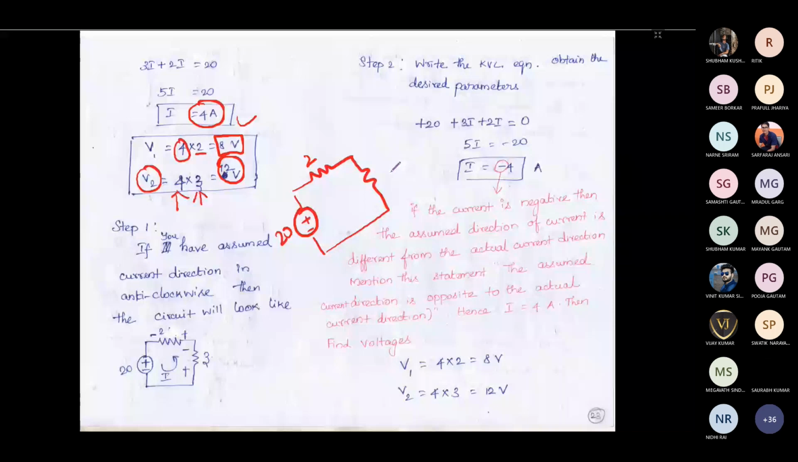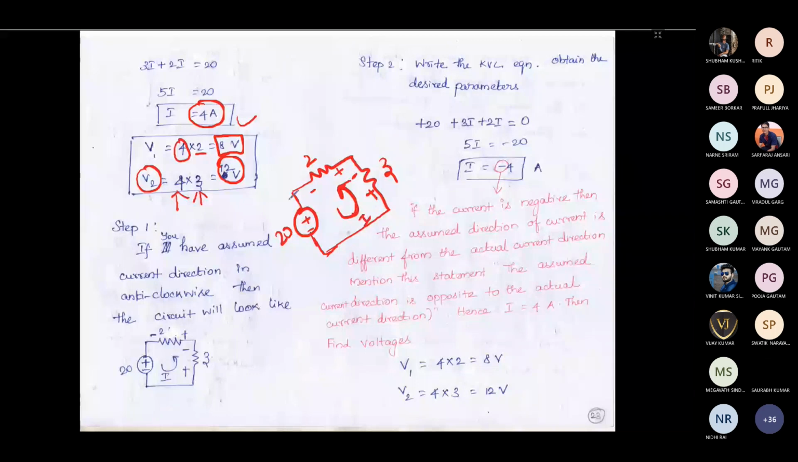Now for this circuit, they did not give the polarity again. So for the same circuit, I am assuming the current direction in the anti-clockwise direction. As we know, wherever the current enters, we will consider it as positive. So this is positive and this is negative, and this is positive and this is negative. In that case, we can write the same equation again.